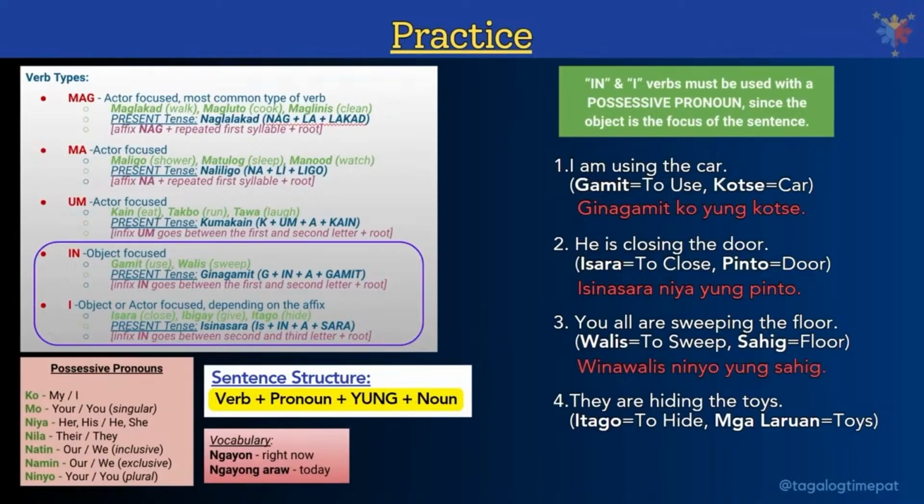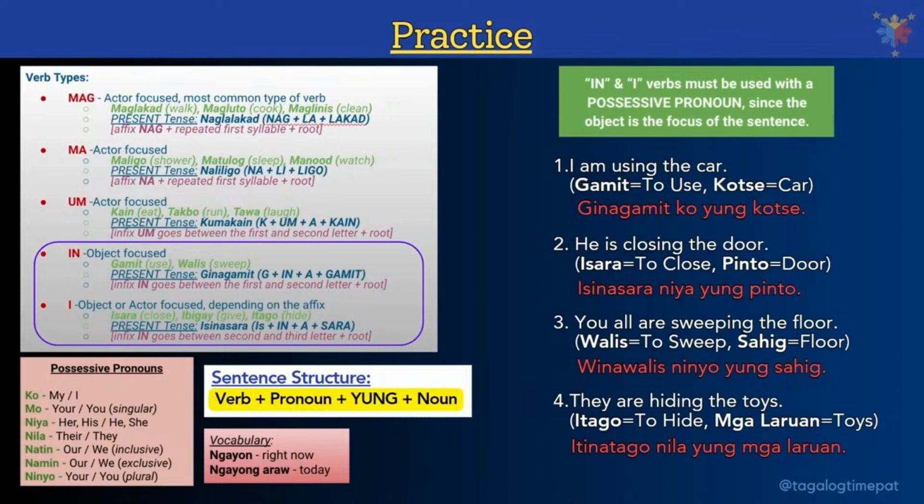Number 3, you all are sweeping the floor. Winawalis nyo yung sahig. And then lastly, they are hiding the toys. Itinatago nila yung mga laruan.